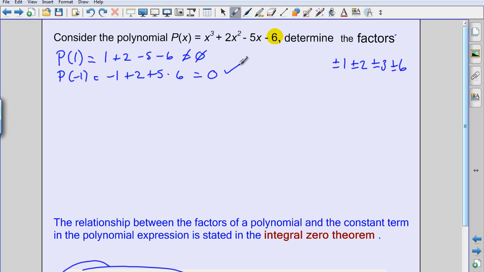Now I stop and I want to use the factor of x plus 1 and write out my long division statement, because the question is determine all the factors. And so there might be some more. And so I would continue down this long division process. I'm going to carry this over to the next page so that we have a little bit more room to work on.